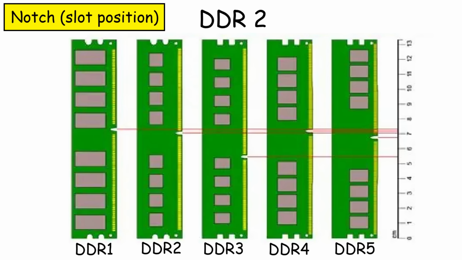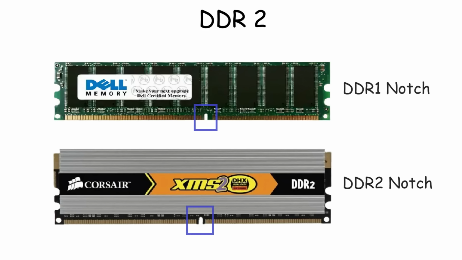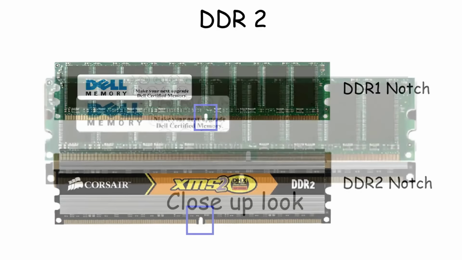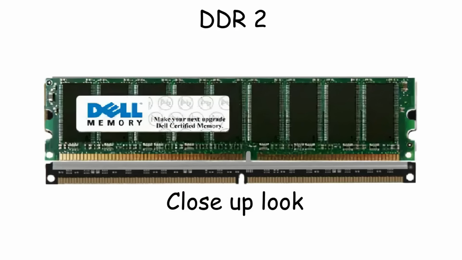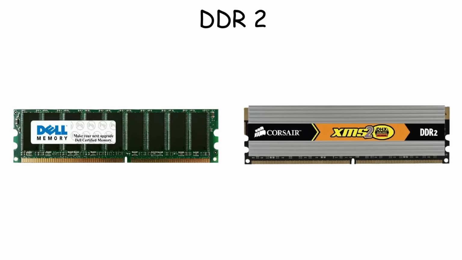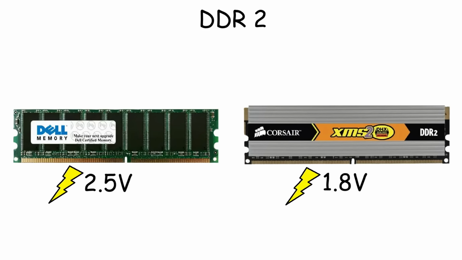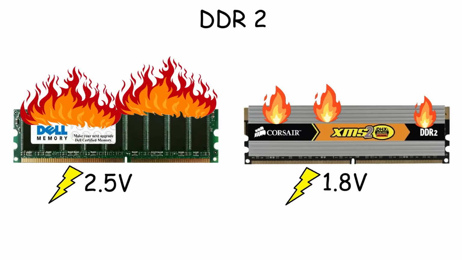But it wasn't only the speed that changed, every RAM generation also comes with a different notch position. And in the case of DDR2, the notch was moved to the middle to clearly differentiate it from DDR1. More importantly, DDR2 also used a lower voltage of just 1.8 volts. This means it consumed less power and produced less heat compared to DDR1.